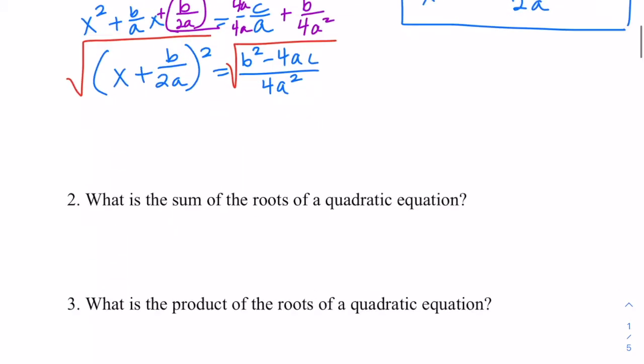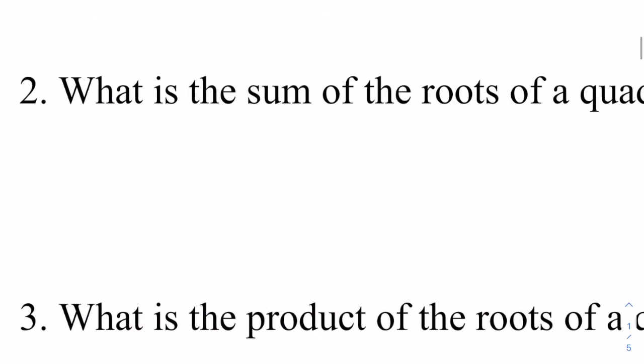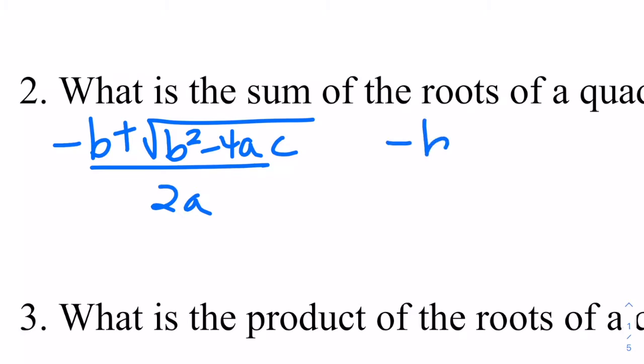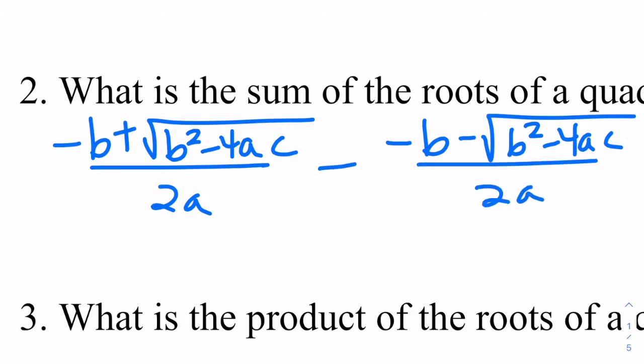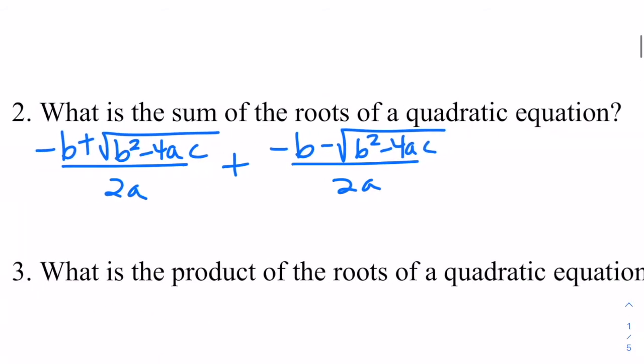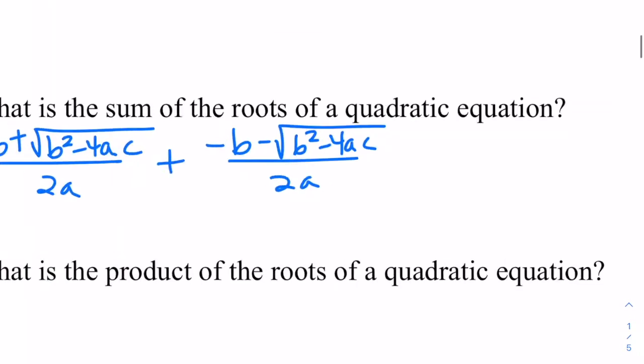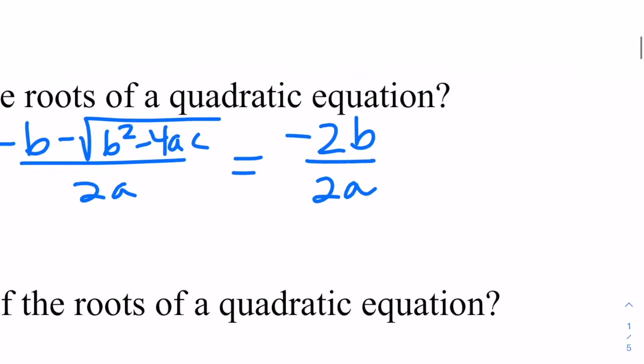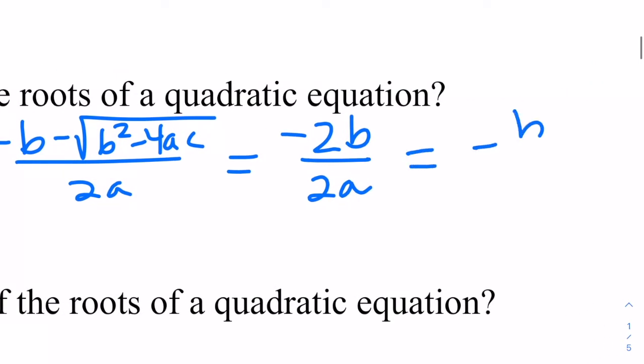Now let's look at the sum of those two roots. The first was negative b plus the square root of b squared minus 4ac over 2a. The second was negative b minus the square root of b squared minus 4ac over 2a. Now when we add those together, the radicals will eliminate each other, and we'll be left with negative 2b over 2a. And that simplifies to equal negative b over a.